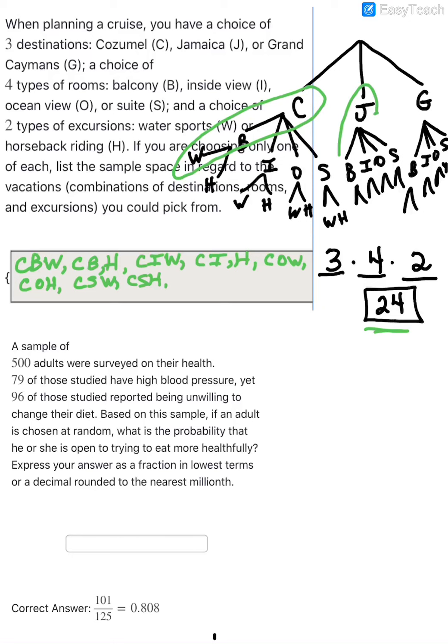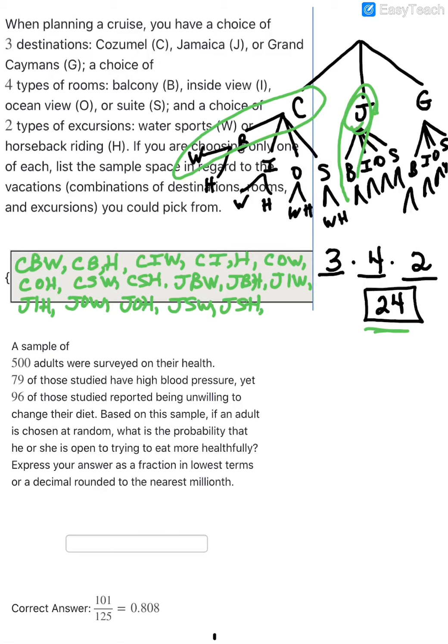Now we're going to work our way down where, if you chose to go to Jamaica. So we have JBW, JBH. And then we have JIW, JIH. And then we have JOW, JOH. And finally, JSW, JSH. So there's all the ones with Jamaica.